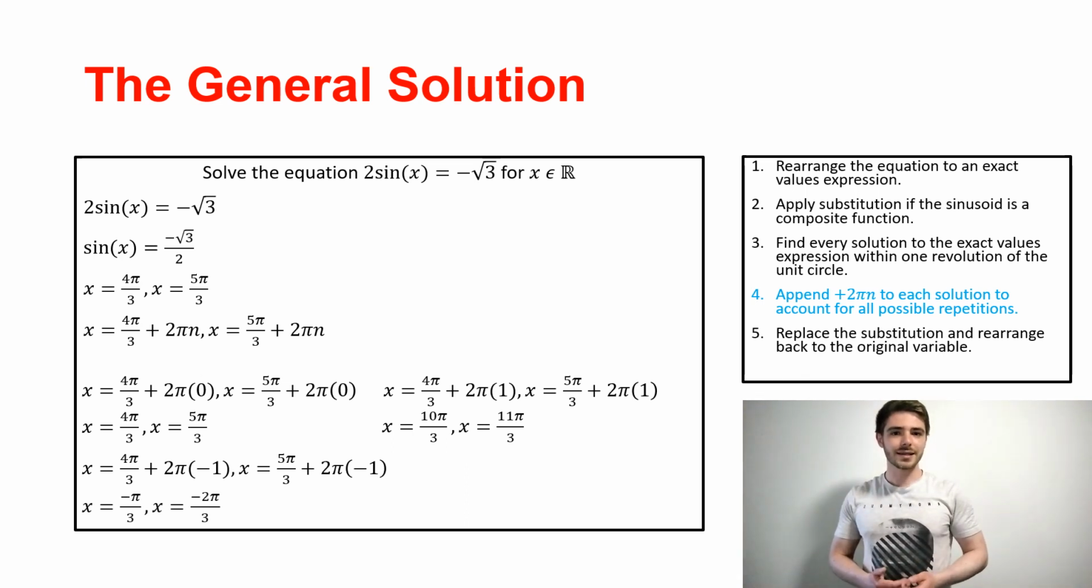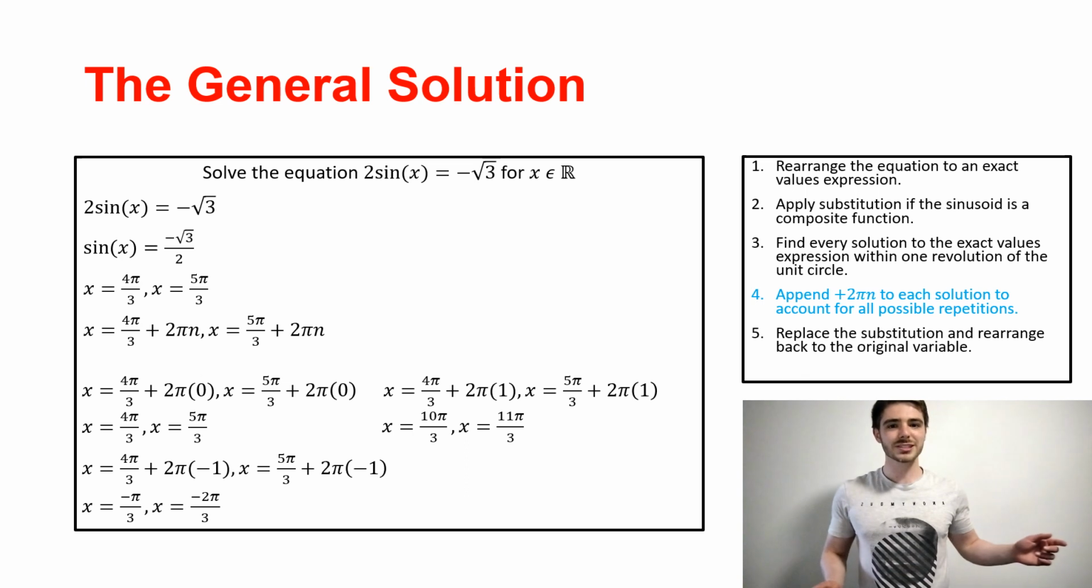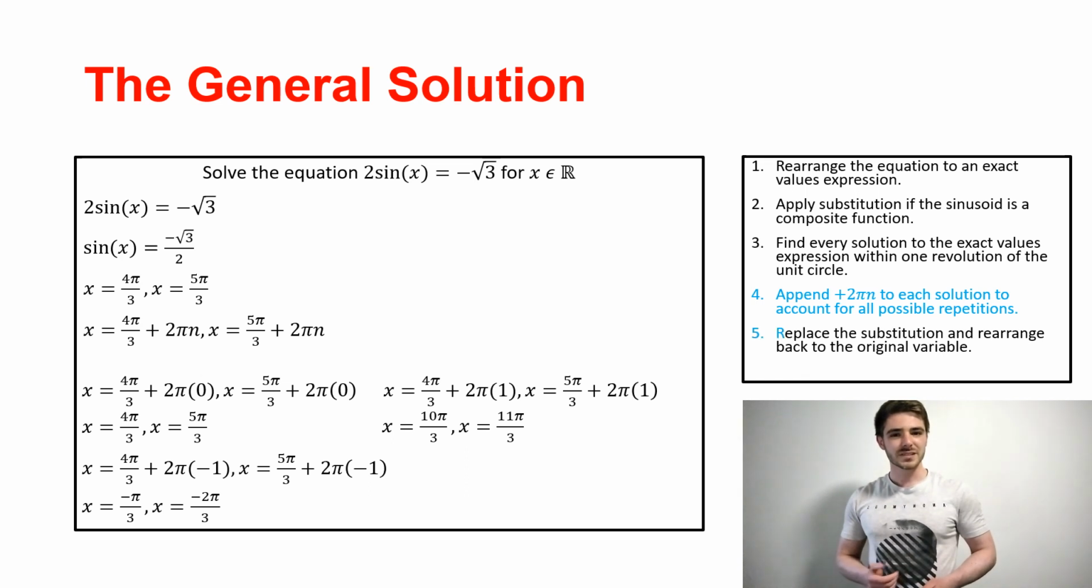N could have any integer value from negative infinity all the way up to positive infinity. That's what makes this the general solution. It encompasses all possible solutions to this circular function when there's no restriction on the domain. And just before we move on, step 5 is only applicable in those more complicated scenarios where your circular function is a composite function. We'll look into that scenario next.